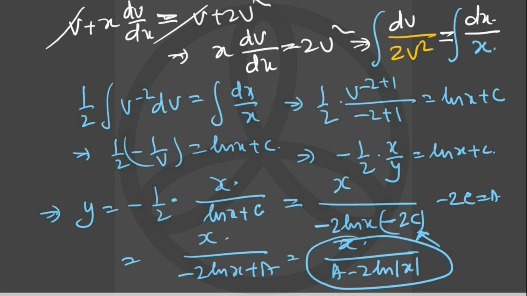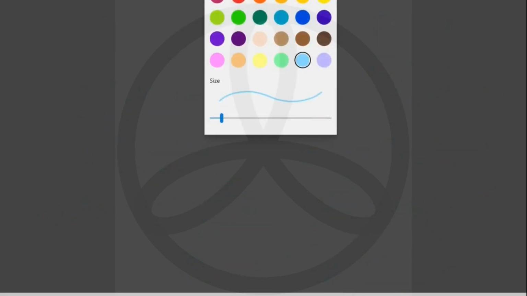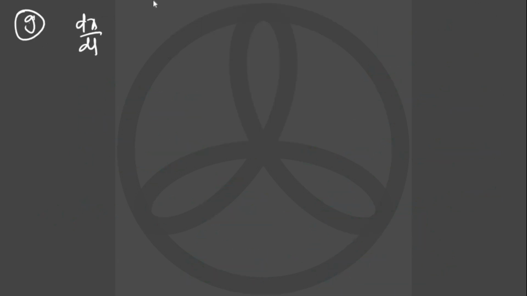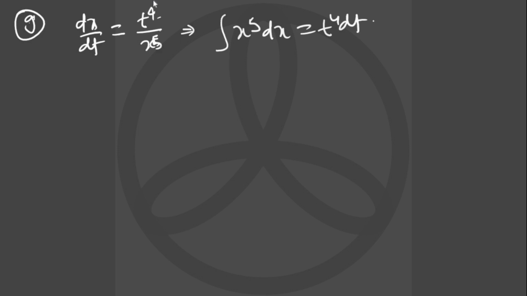Okay, so we are left with just one question in this section, which is question number g. In question number g, we take dx/dt = t⁴x⁵. We can do variable separable by cross multiplication. x⁻⁵ dx can be written as t⁴ dt. Integrate both sides, and we will get x⁻⁴ equal to t⁵/5 + c, and actually this will be the general solution. Okay.